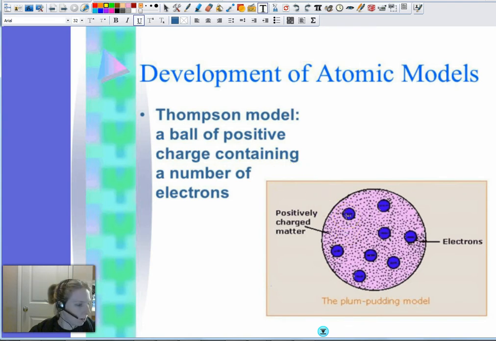On your paper, you actually have four little circles. One of them you can fill in with a diagram looking like this and label it the plum pudding model. I'll give you a minute to do that.